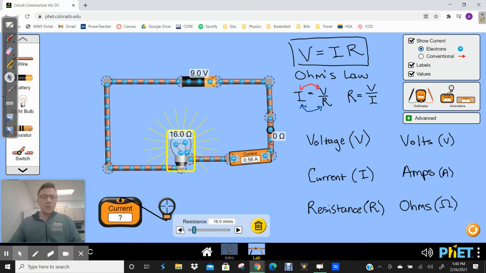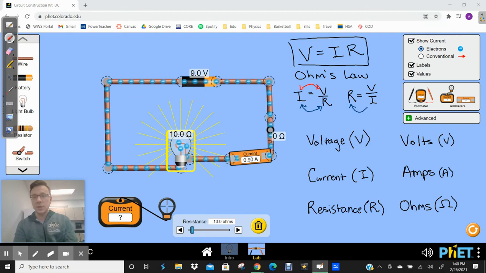So we'll go ahead and go back down to about 10 ohms here and go back to where we started. So you can see there that resistance and current have an inverse relationship. And that's true even if we look at the other equation over here. Notice that resistance, even though we're solving for resistance, current ends up being in the denominator there.